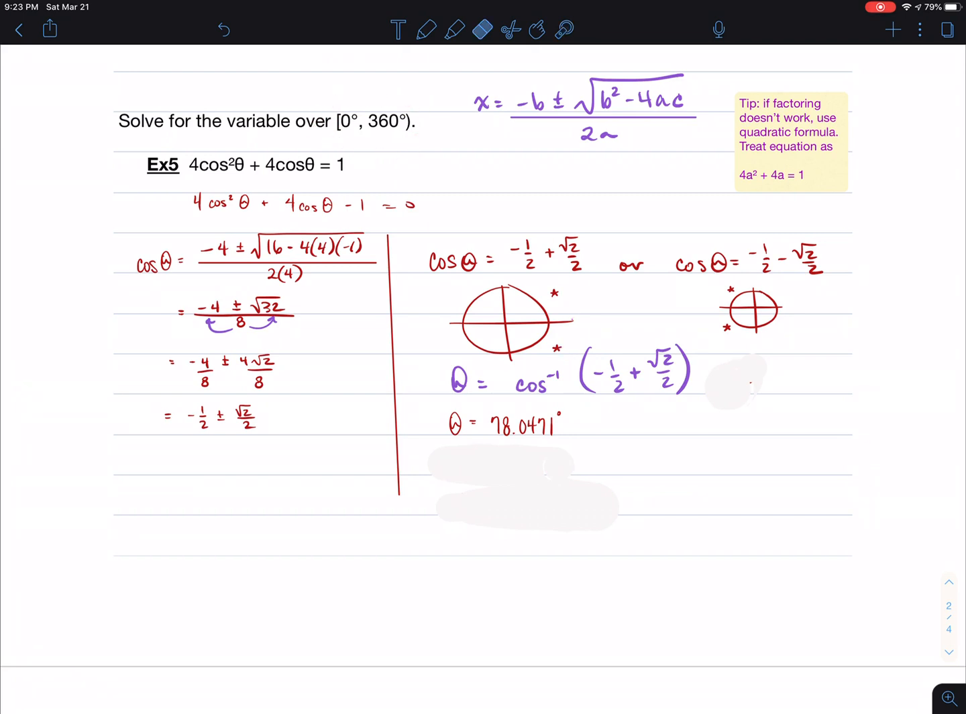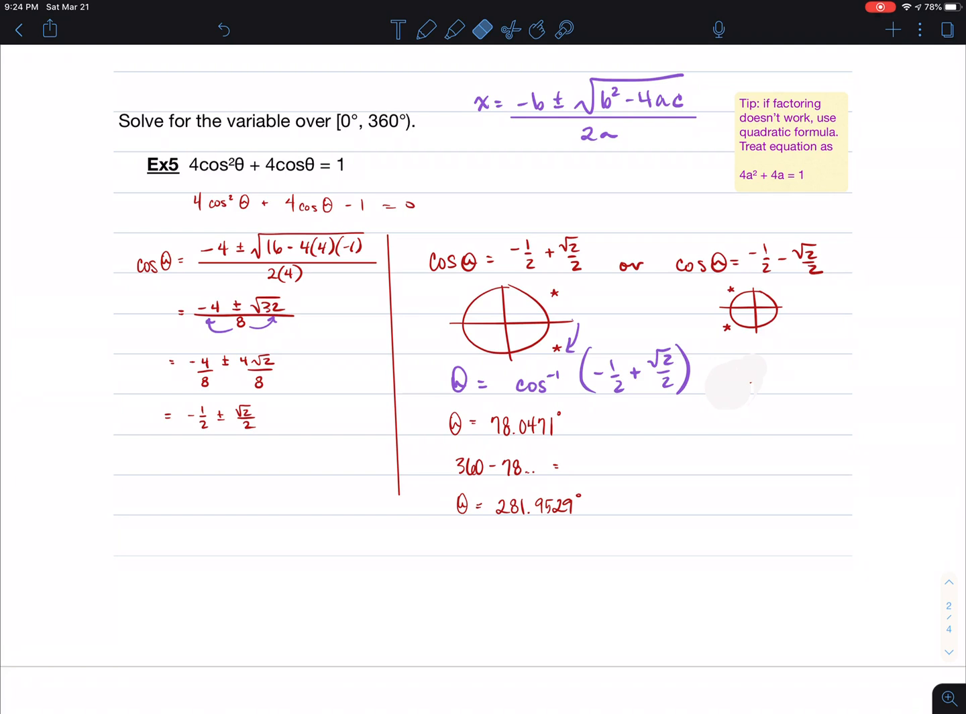So, yes, the 78 degree part, that's okay. But then in order to get that fourth quadrant angle, what I need to do is 360 subtract that 78 degrees. So 360 subtract that 78 degrees, and you'll get 281.9529. I would strongly recommend that you put that into your calculator just to make sure that you can get those numbers.